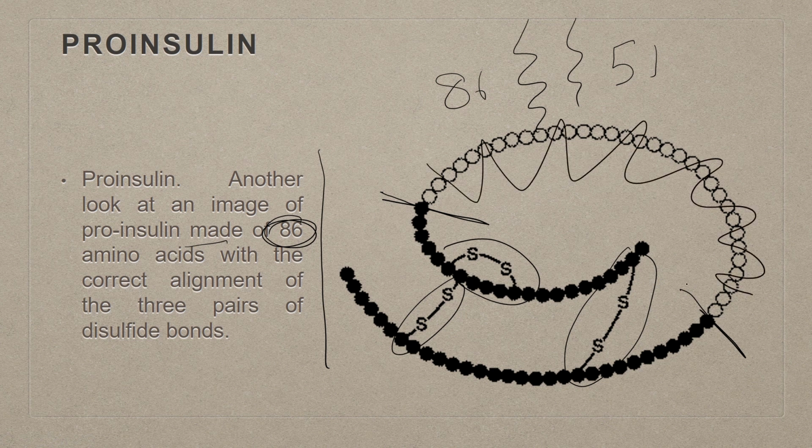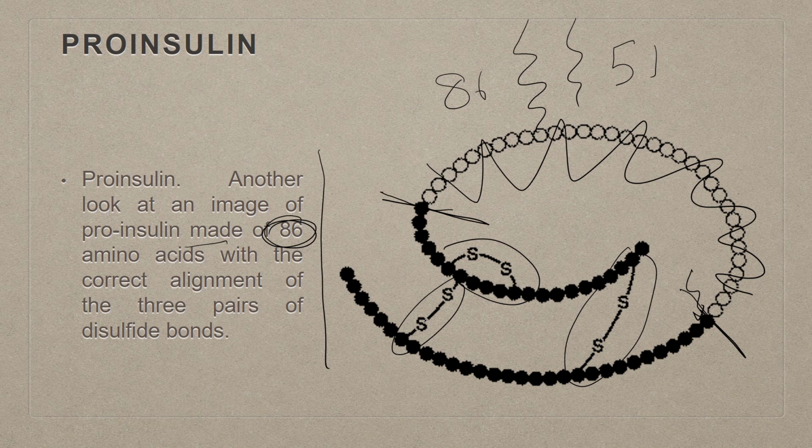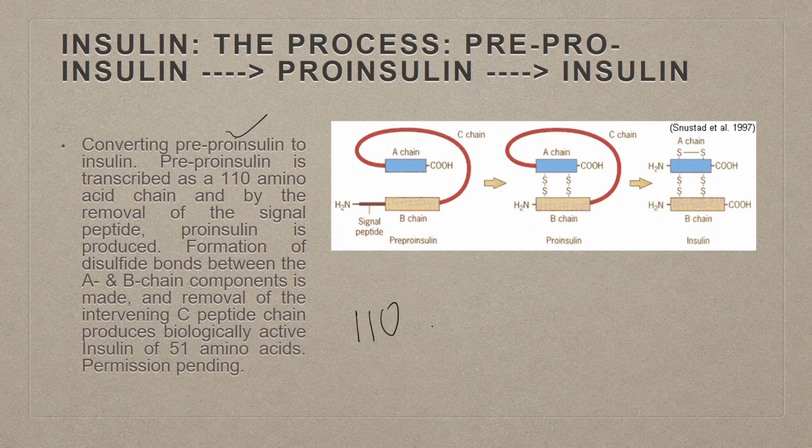So, it means there is a specific cleavage site which will cleave this part of proinsulin. And if you look at it, the process of pre-proinsulin to proinsulin to insulin, this is how it is converting. Pre-proinsulin is 110 amino acids, and in the previous class we told you that proinsulin is 86 amino acids. From here we are moving on to 51 amino acids.